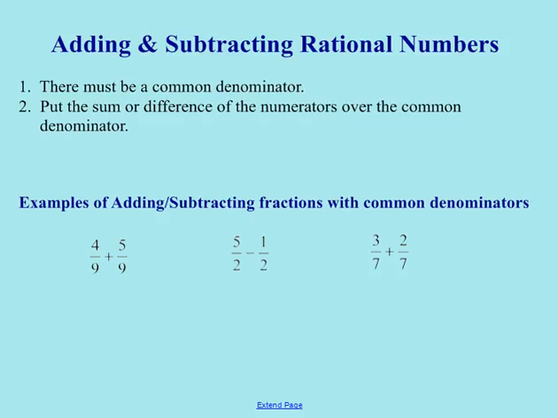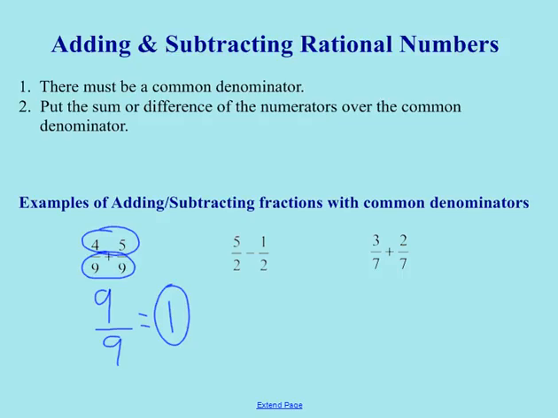So let's look at our examples here. You'll notice that each of our three examples on this slide already have a common denominator. It doesn't get any easier than this. Okay, so all we need to do in our first example here is add 4 plus 5, and we end up with 9, and we keep the common denominator of 9. Do not add the denominators together. So the answer to this, 9 over 9, well, we know 9 over 9 is 1. So 4 ninths plus 5 ninths equals 1.